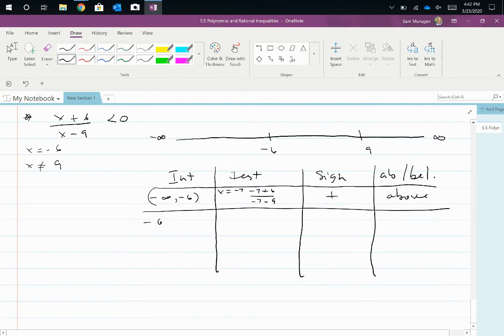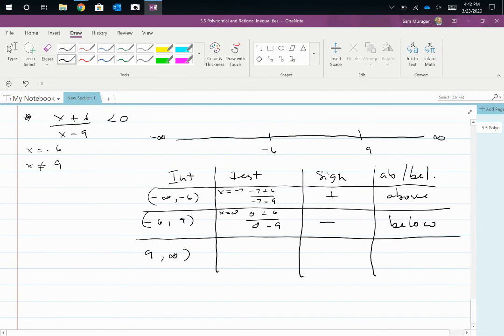Then from -6 to 9, we're going to test 0. 0 plus 6 over 0 minus 9, which is negative, which is below. And from 9 to infinity, we're going to test 10. 10 plus 6 over 10 minus 9, which is positive, which is above. So that kind of defines what we want here, right? Sorry, that's the color for above. This portion of the graph is above, and this portion is below.